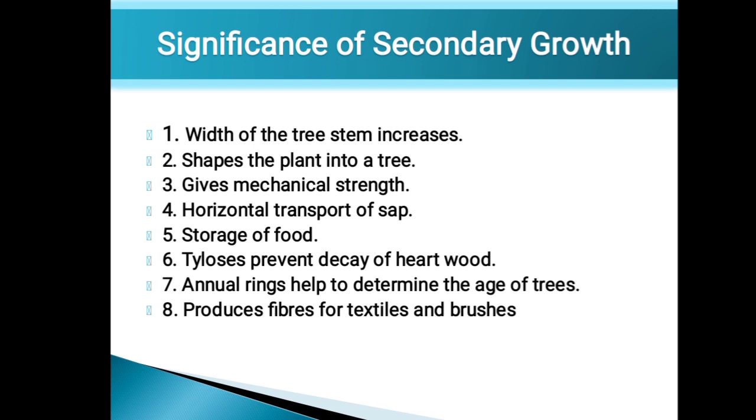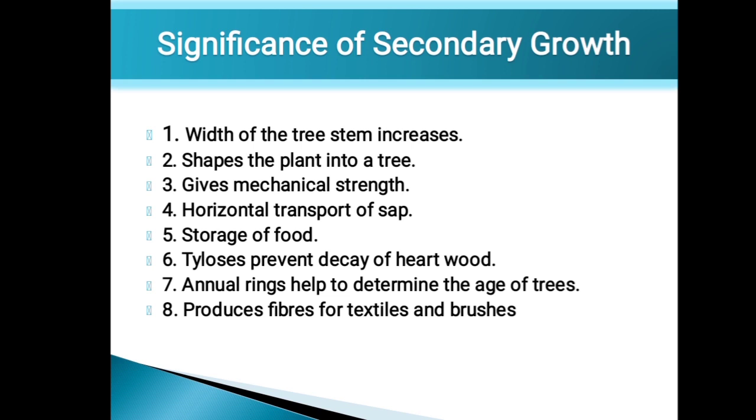Coming to annual rings, they help to determine the age of the tree. If you want to find out the age of the tree with the help of the study called dendrochronology, you have to see the number of annual rings by taking the borer. With the borer you can make out the number of annual rings, and by that we can determine the age of the trees.